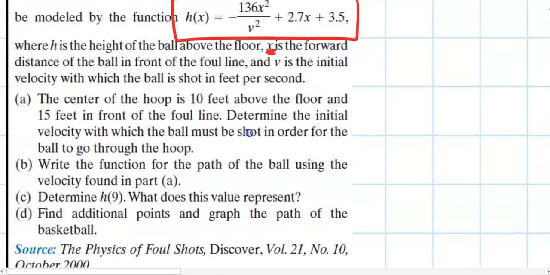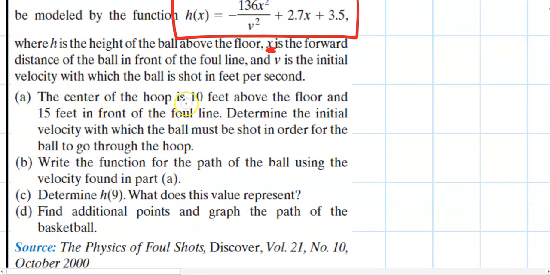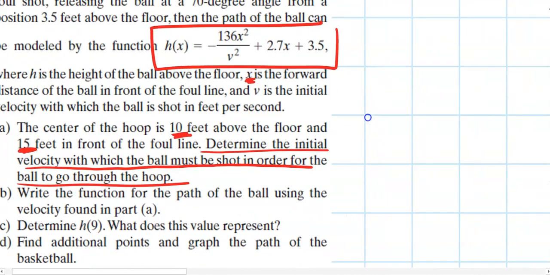Now, what we need to know here is that the center of the hoop is 10 feet above the floor and 15 feet in front of the foul line. So if somebody's standing at a foul line shooting a free throw, then the hoop is 15 feet away horizontally and it's 10 feet up in the air. So our objective here in part A is to determine the initial velocity with which the ball must be shot in order for the ball to go through the hoop.